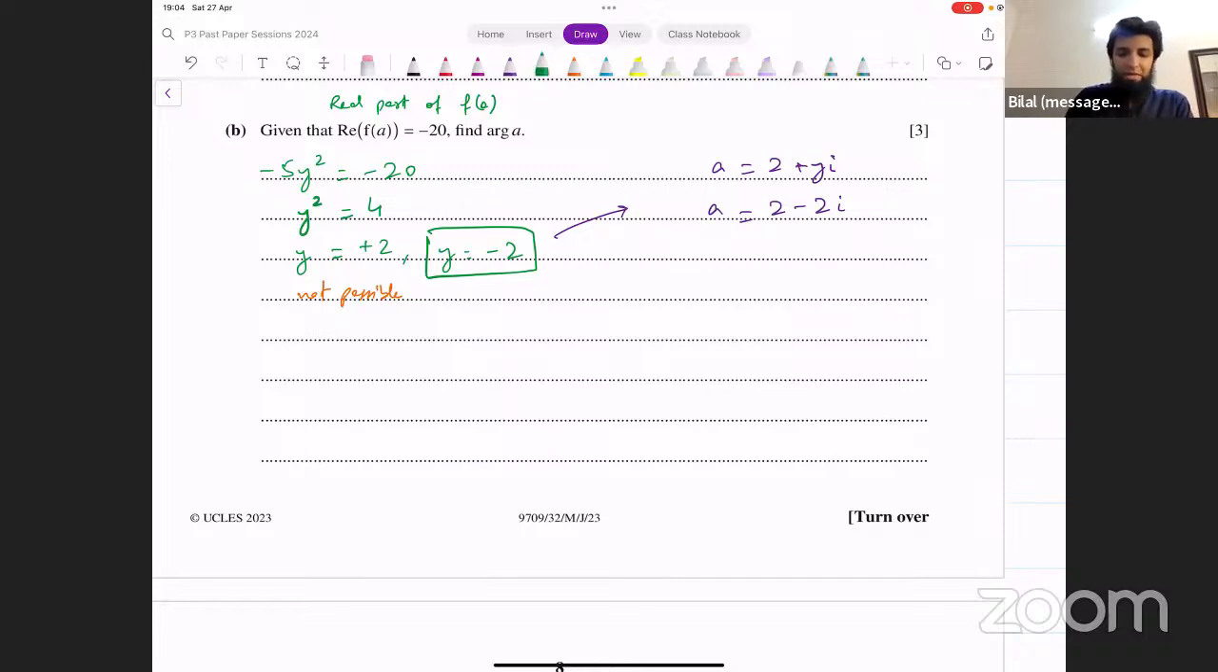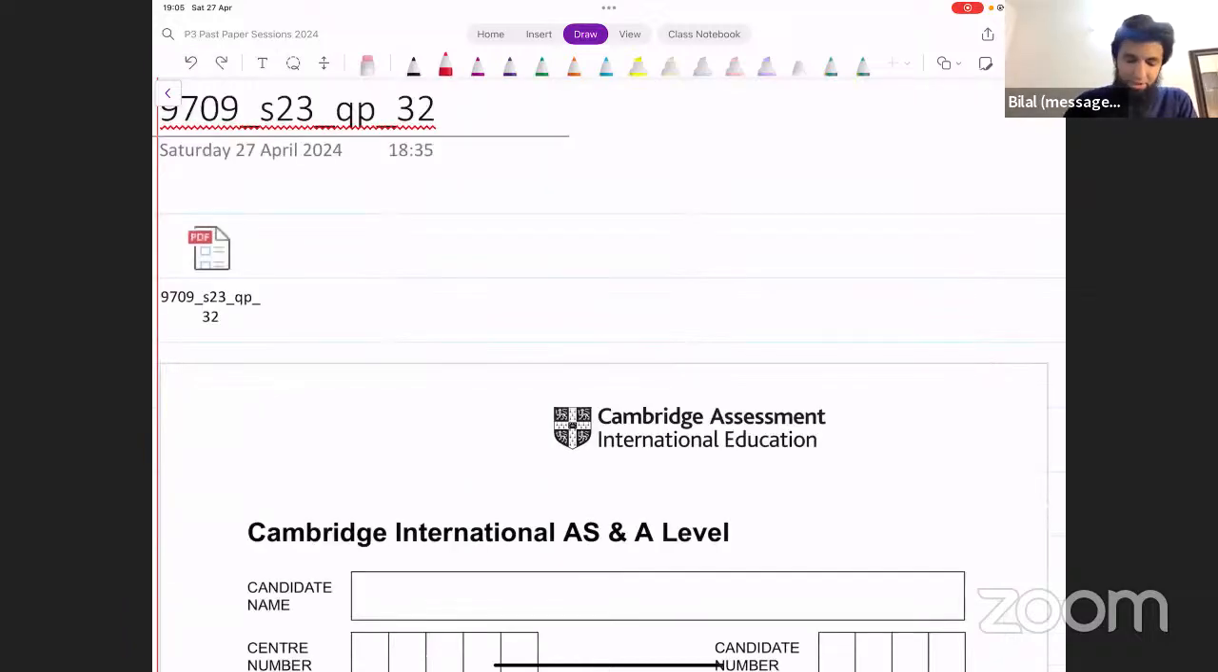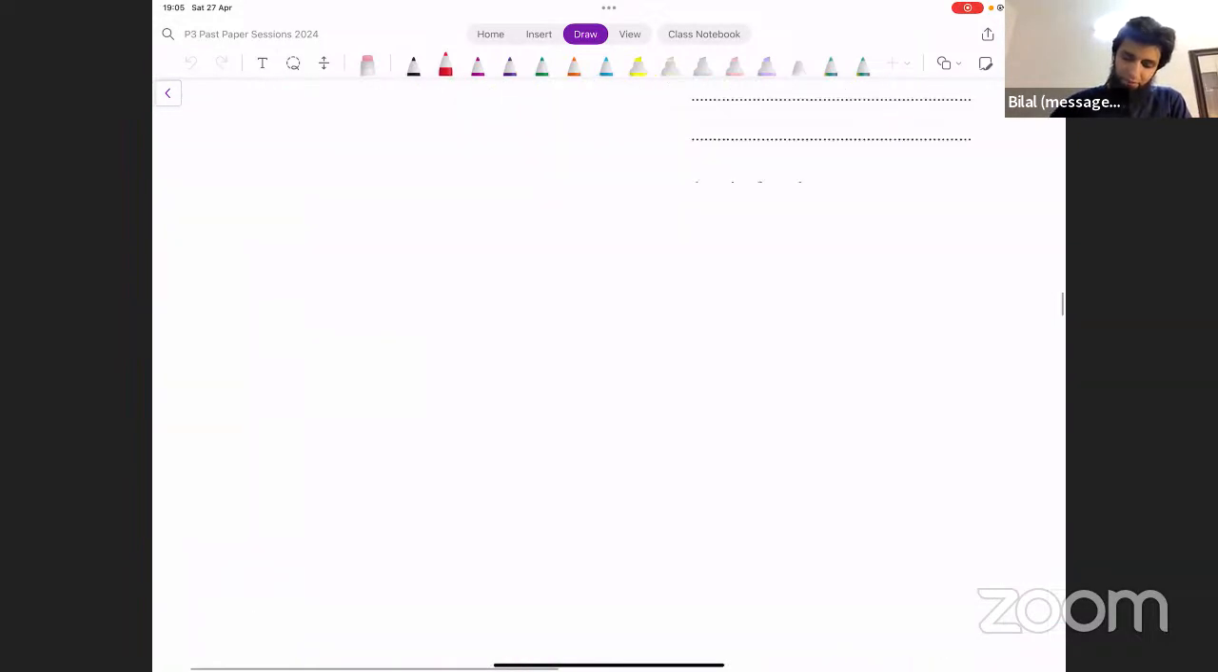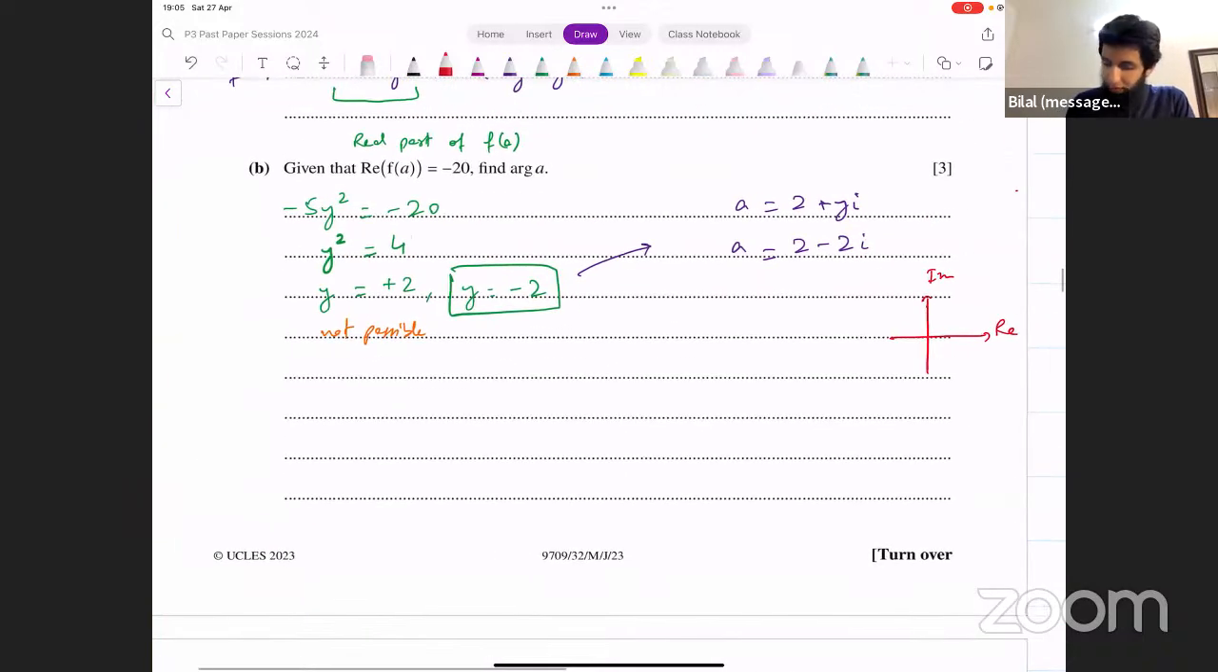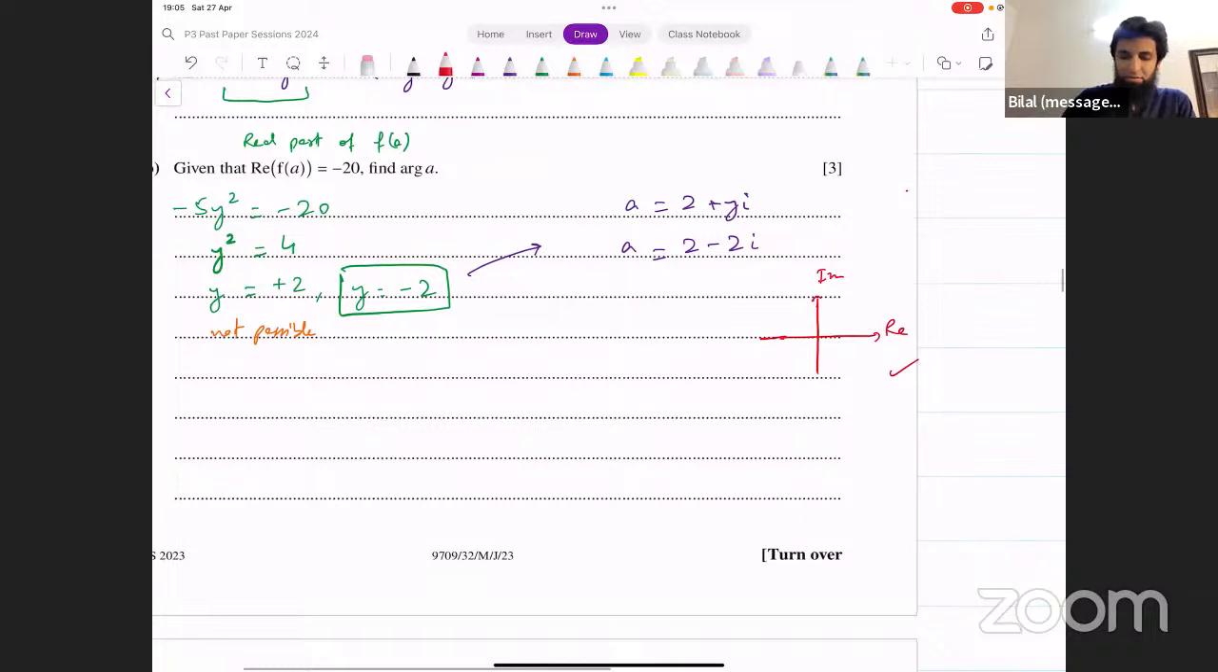How do you do that? In which quadrant is this going to be? Real part is positive and the imaginary part is negative. Where is this going to be? It's going to be in the fourth quadrant. So basically, it's going to be right here, such that we've got 2 here and minus 2 here. 2 minus 2 iota. This is where the complex number a is going to be. We need to find the argument of this.